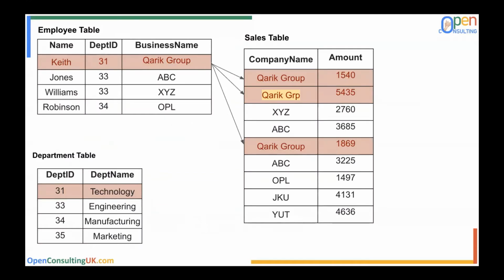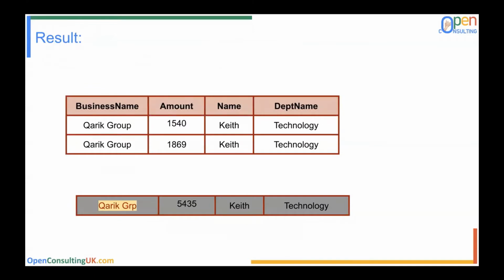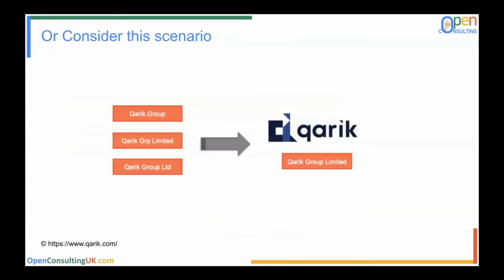Now, look at this scenario where there is a typo in the data in the sales table. For the same SQL, we will get only 2 rows instead of 3. Like this. Consider another similar scenario. Left-hand side entries represent the company Carrick, but written in different ways. How do we retrieve information then?